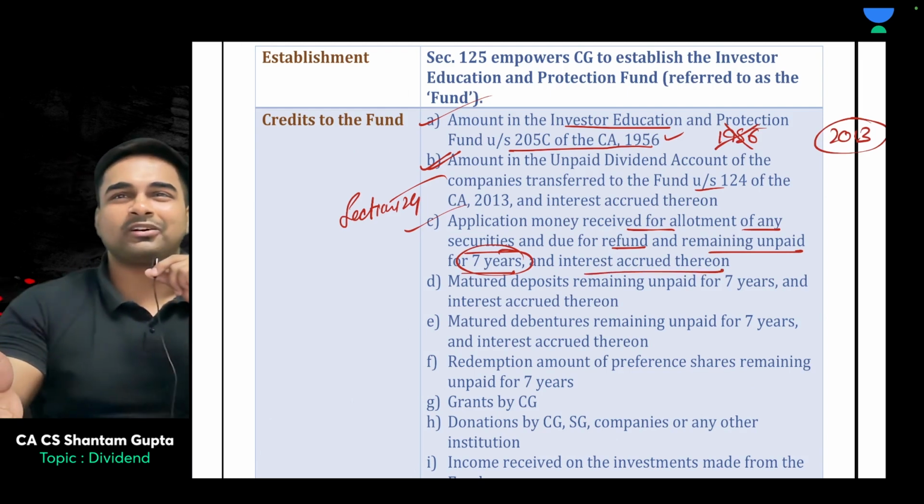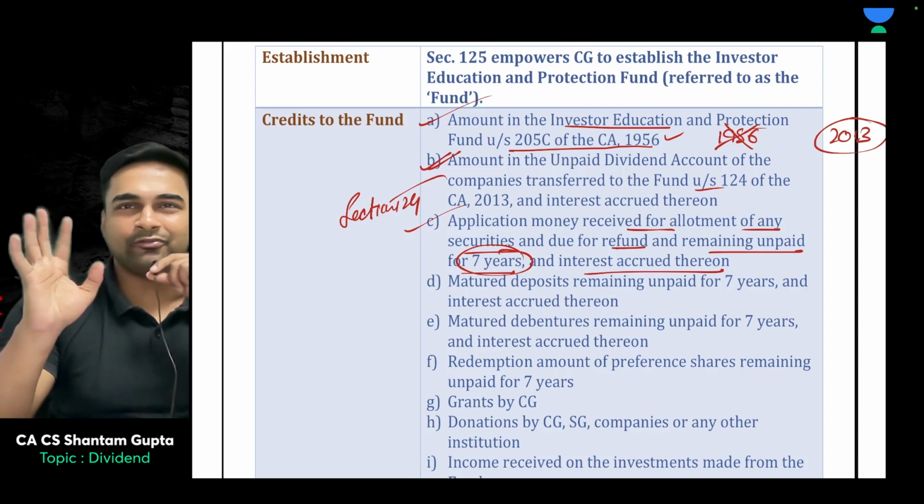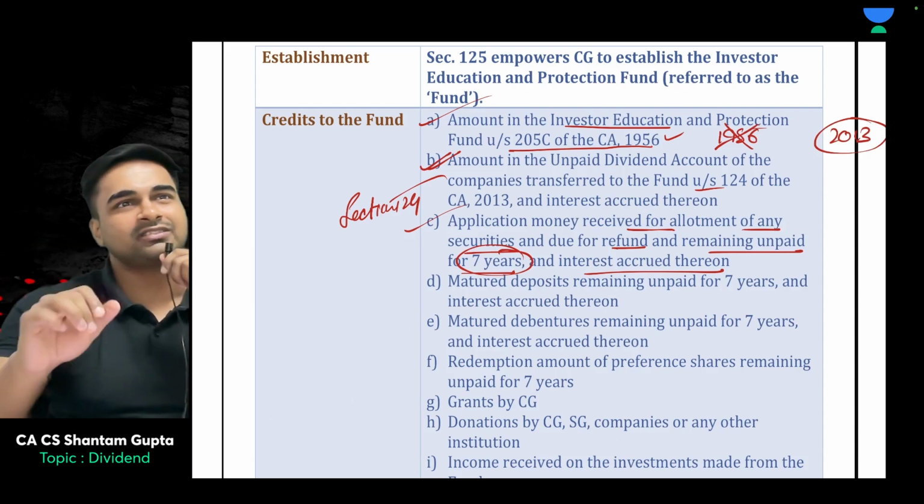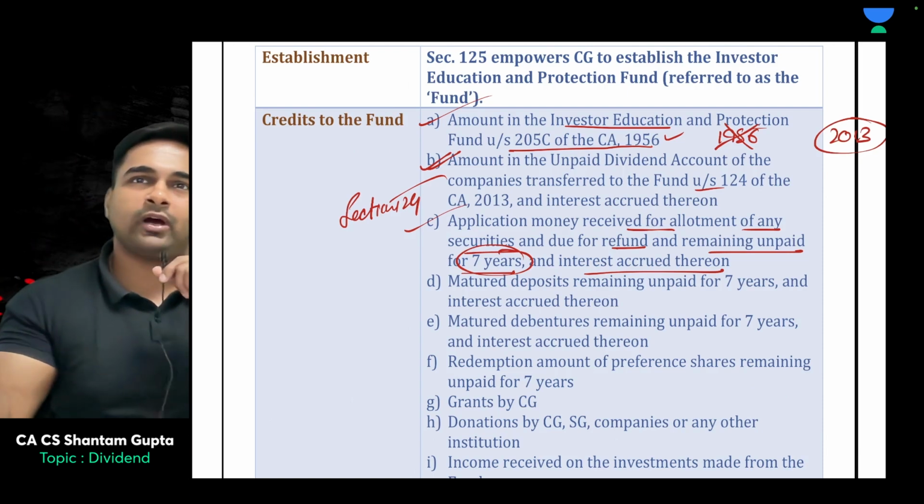It's in a bank account, na? So for 7 years, interest will be there too. Even if you calculate 3% on 10 lakh rupees for 7 years, you will get savings interest. All of that together will be transferred to IEPF.